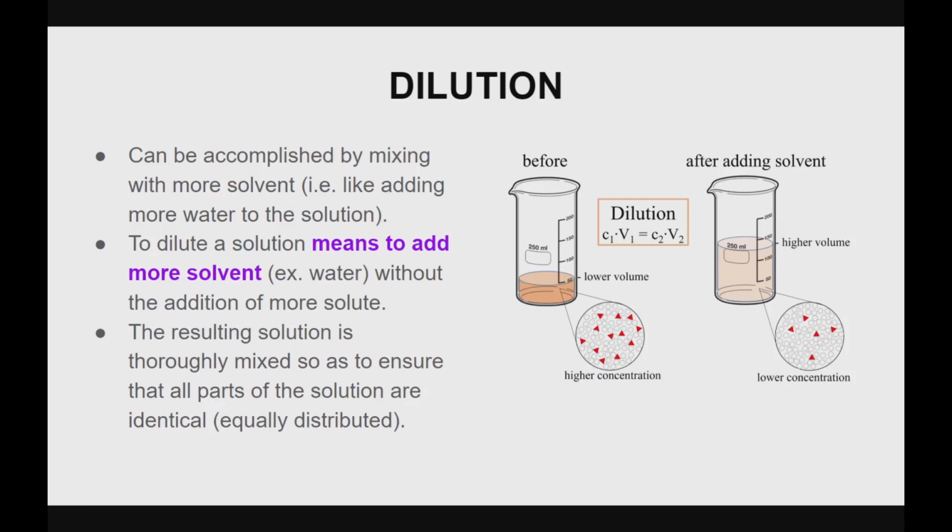It's no different than if you have Kool-Aid and you add a lot of water to it, it gets lighter. So to dilute a solution means to add more solvent, without adding more solute, of course. And the resulting solution is thoroughly mixed, again, because we want equal distribution, like I mentioned earlier.